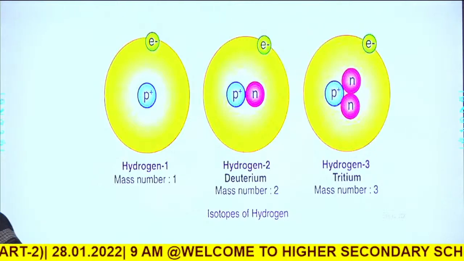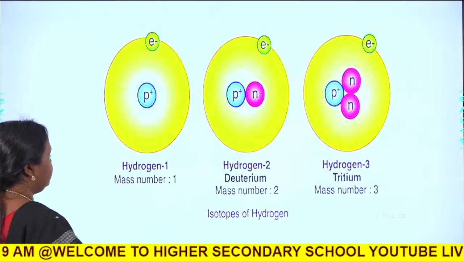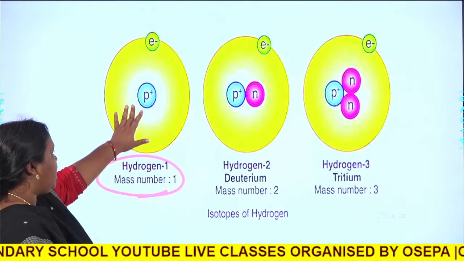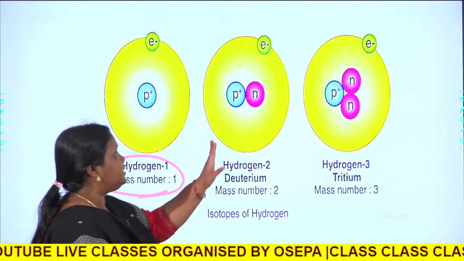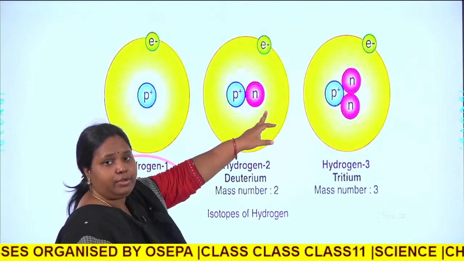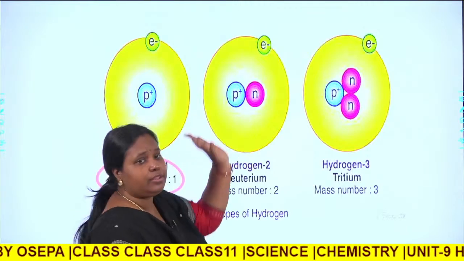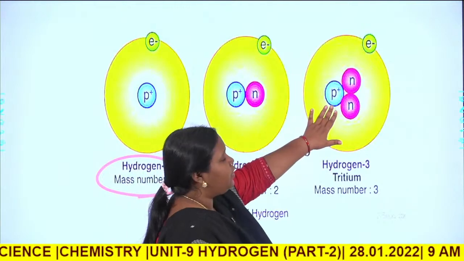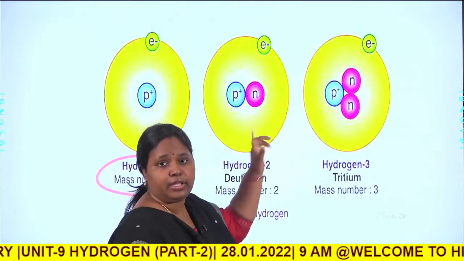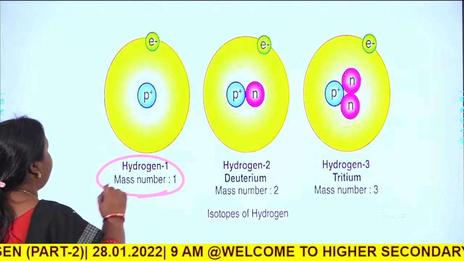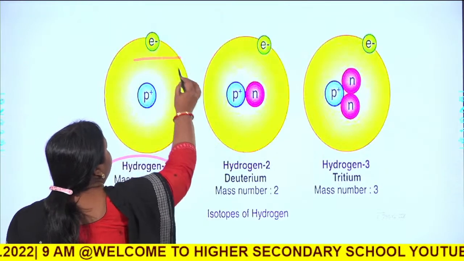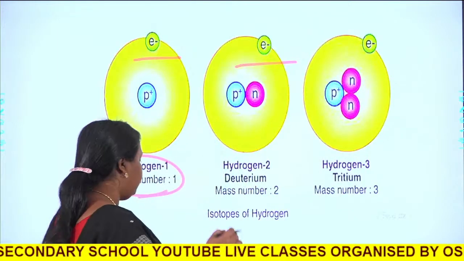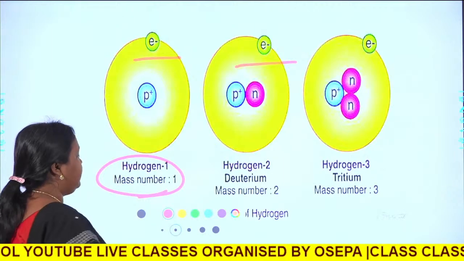So, it can be represented pictorially like this. This is your hydrogen, that is protium, containing 1 proton and 1 electron. This is your deuterium, containing 1 proton and 1 neutron in the nucleus and 1 electron in the extranuclear part, and this is your tritium, having 1 proton and 2 neutrons and 1 electron in the extranuclear part. Mark that they all have the same number of electrons in the extranuclear part.